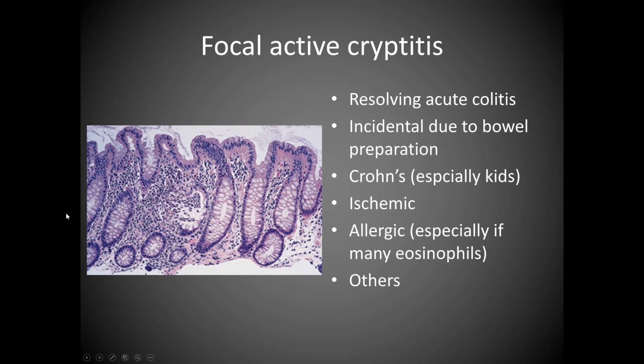Now, occasionally on random biopsies, you'll see a focal active cryptitis, an isolated crypt, with otherwise uninvolved colonic mucosa. It's not certain that this is really associated with symptomatic disease. It could be resolving acute colitis. Occasionally, it's related to bowel prep. Some children, however, with Crohn's disease can occasionally present with this type of scattered crypt abscess, focal active cryptitis. And of course, if these are predominantly eosinophils, you want to think about eosinophilic gastroenteritis.